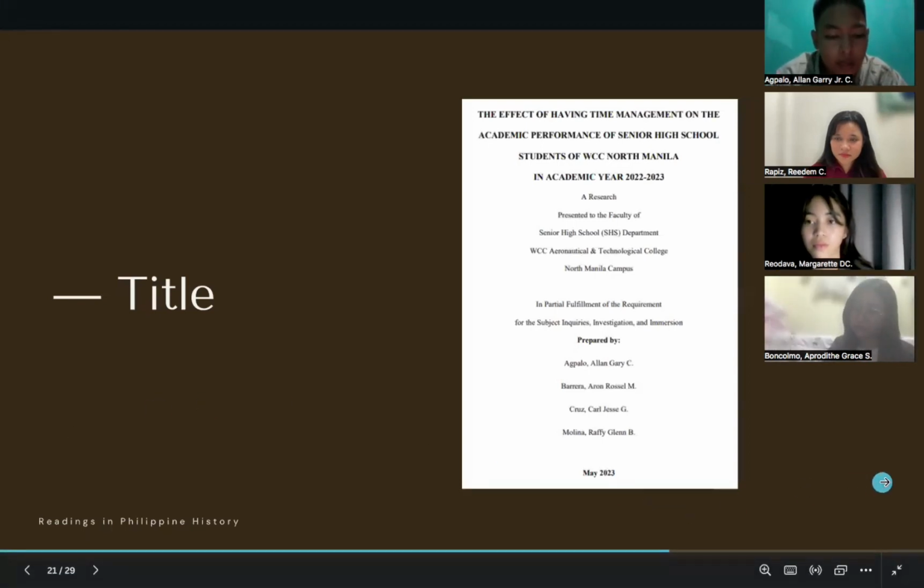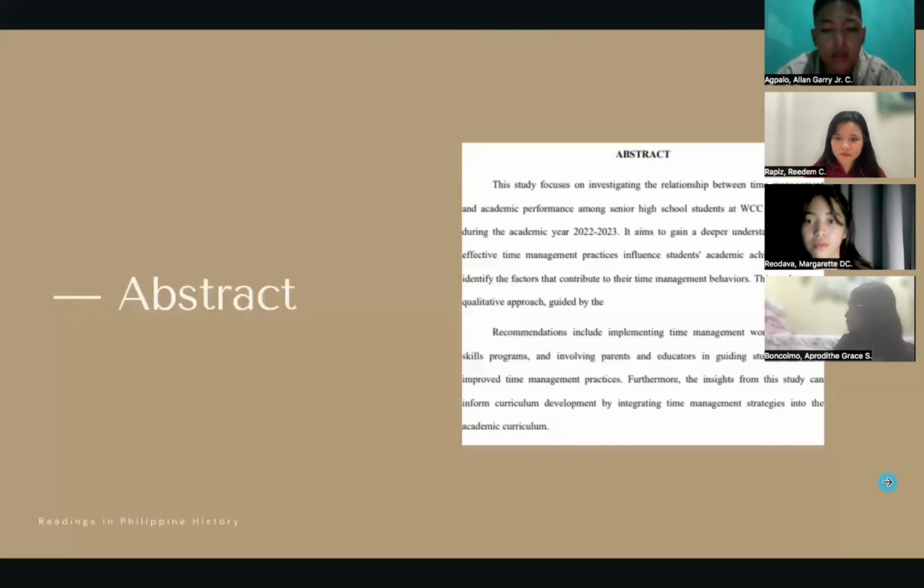And mapunta naman tayo sa abstract. Again, ito ay maiksi lamang pero andito na lahat, andito na yung parang summarization niya sa buong research natin. Andito yung research idea natin, kung ano nga ba yung goal natin dito sa research na to and kung ano yung mga methods na ginamit natin.